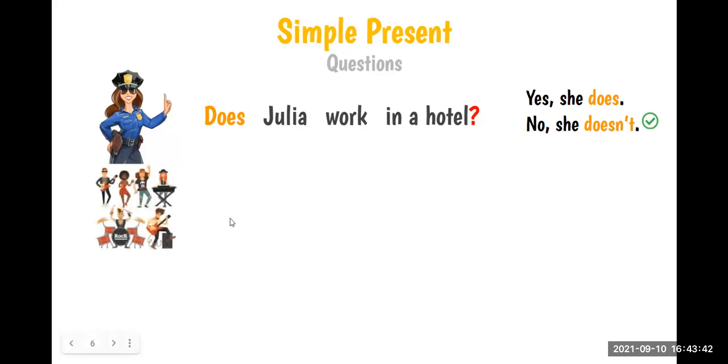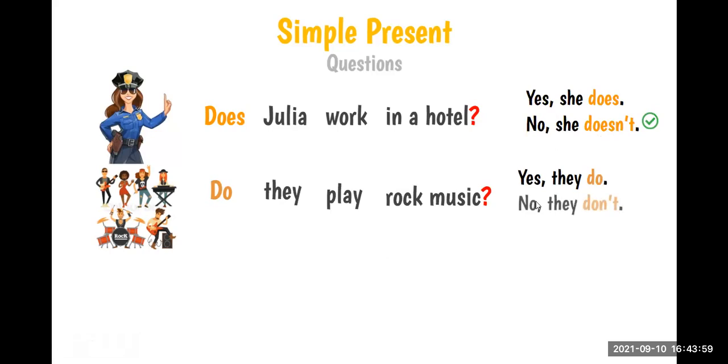The next one. ¿Cómo haríamos nuestra pregunta para they? Do they play rock music? And the answer is? Yes, they do. Or no, they don't. The correct answer for this question is yes, they do.